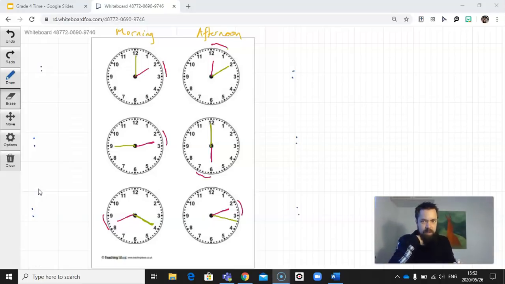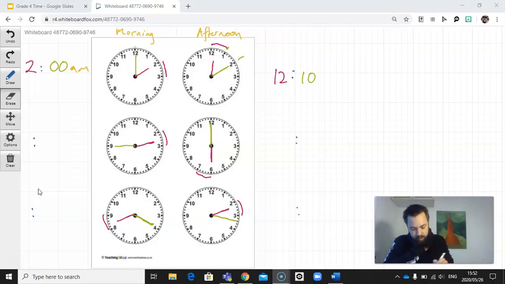Right, pause it if you want some more time. I've put in which hours it's in, so between 2 and 3, or in fact that's pointing exactly at the 2 o'clock. So minutes are 0, so 2:00, and that was AM. 12, because it's in the 12th hour. 10 is the minutes on the outside, so 5:10. Remember, on the outside, I can count in 5s, and then I can do the small bits in between. And that was PM.